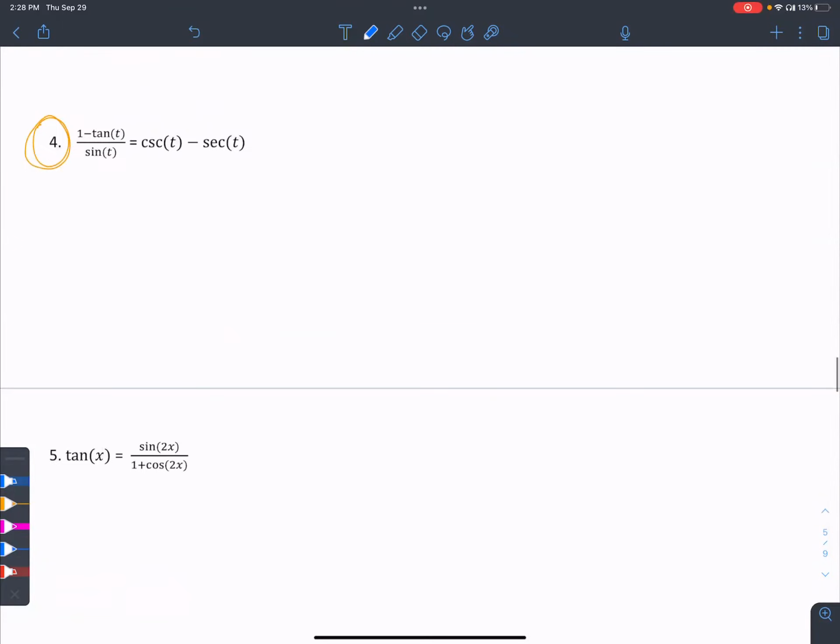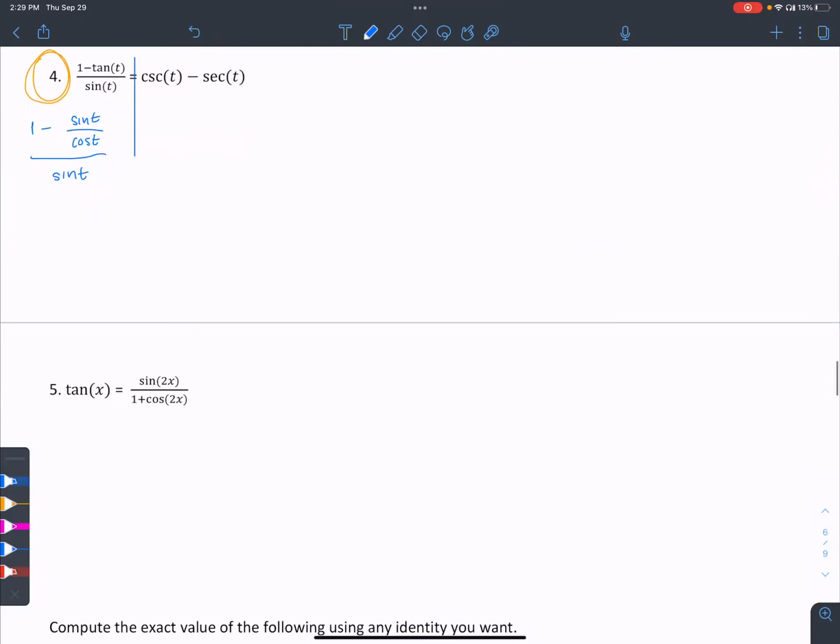We have (1 minus tangent t) over sine t, and that is equal to cosecant t minus secant t. Okay, so I look at this problem and I think, all right, I've got sines, I've got tangents, I've got cosecants, and I've got secants. I don't like that. I'm going to try to get everything in terms of sine and cosine. So on this side, I'm going to write this as (1 minus sine t over cosine t) over sine t.